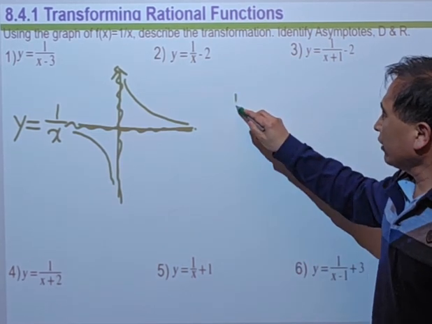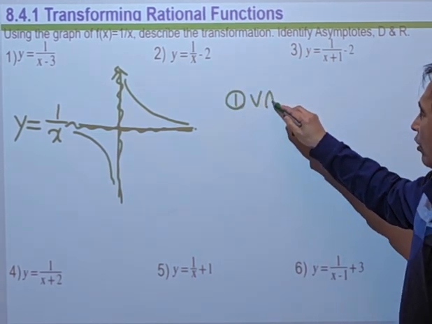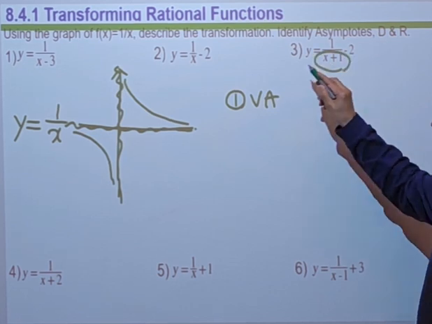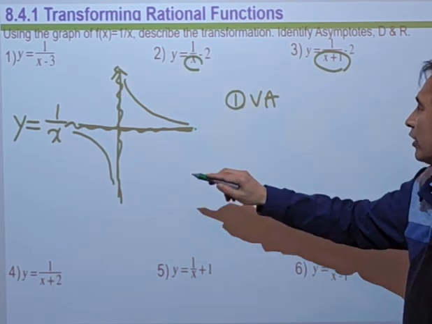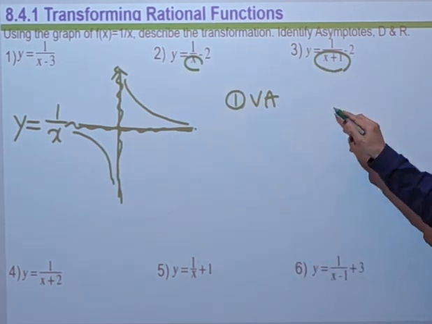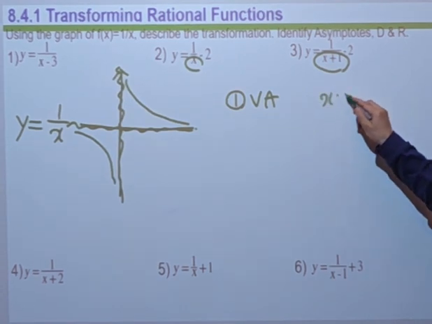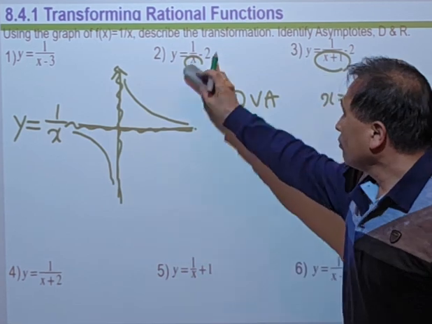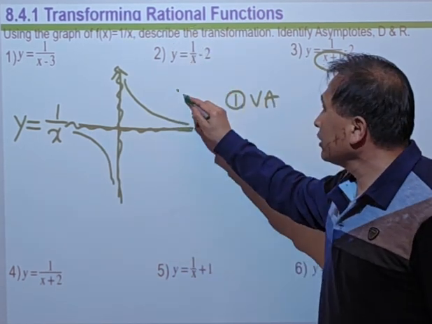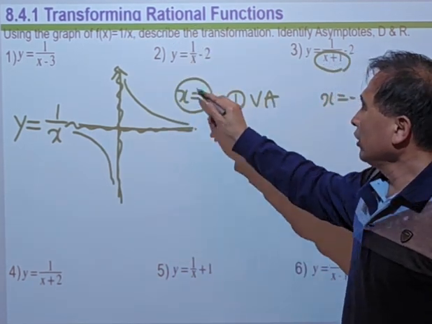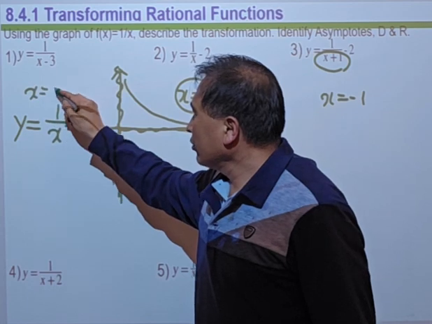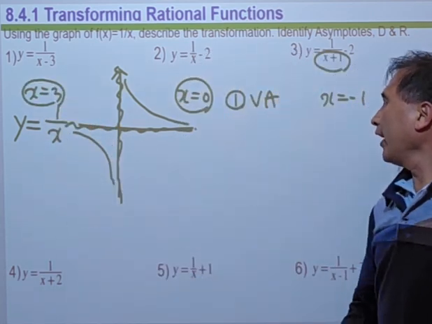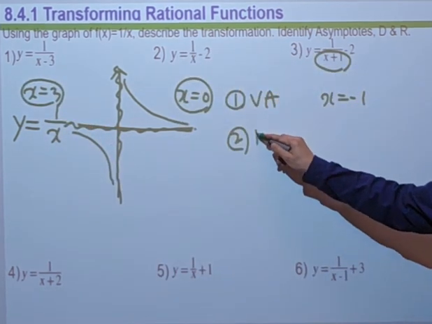So let's find the vertical asymptote. The vertical asymptote is all the time where the denominator makes 0. Here, the vertical asymptote is x equals -1. In this one, the vertical asymptote is x equals 0, right? This one, x equals 3 is the vertical asymptote. Okay? And then we need to find the horizontal asymptote.